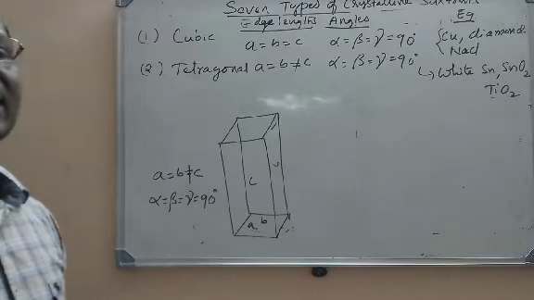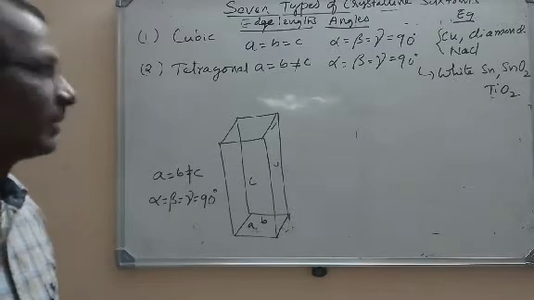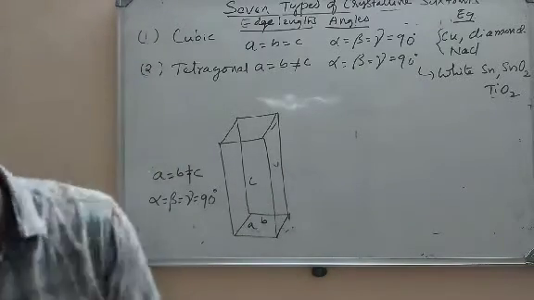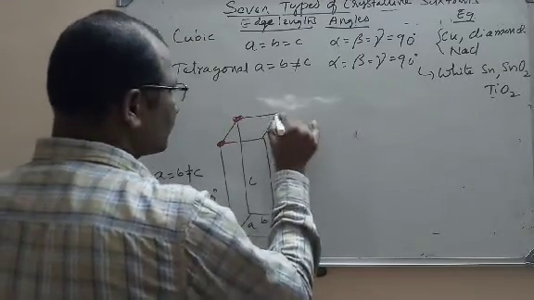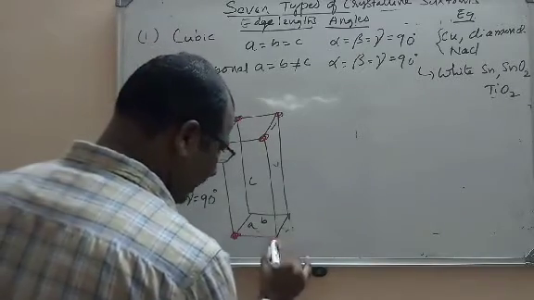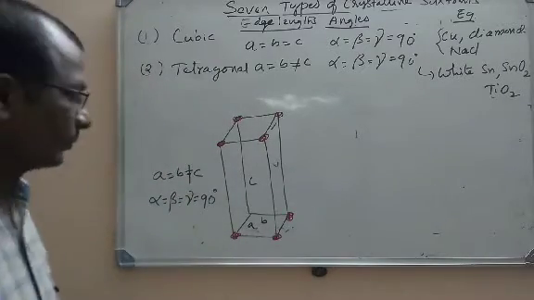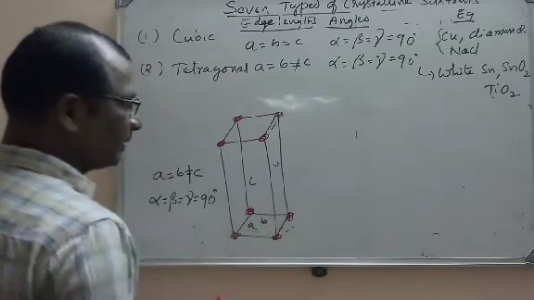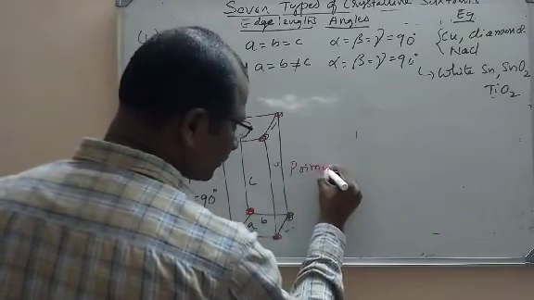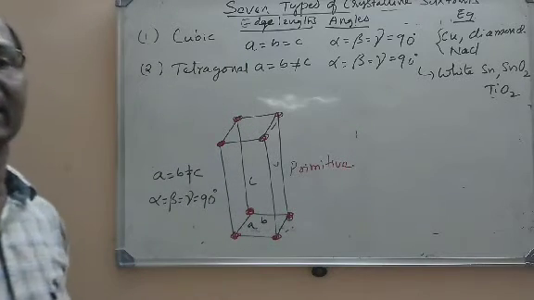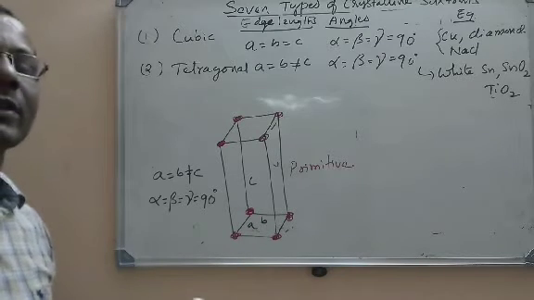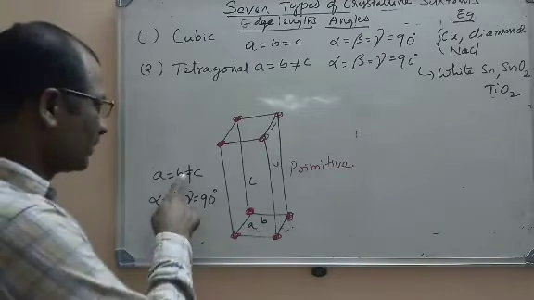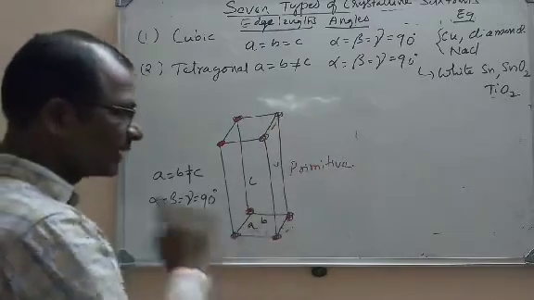But in tetragonal again we have how many types? Two types, primitive and body centered. For example, if you put 8 points at 8 corners, then it will become primitive. In tetragonal again how many types are there? Two types are there. Altogether 14. 7 crystalline systems will give us 14 lattices. How? So first this is a tetragonal. Again in tetragonal it is primitive.